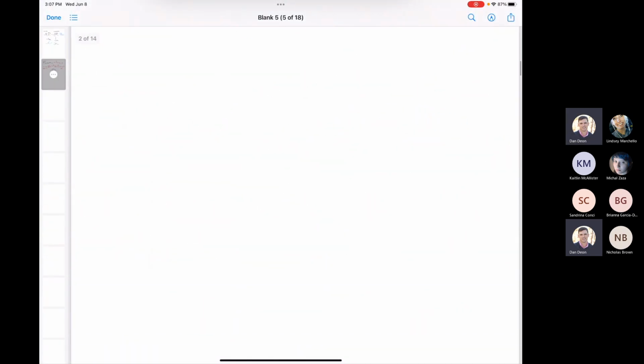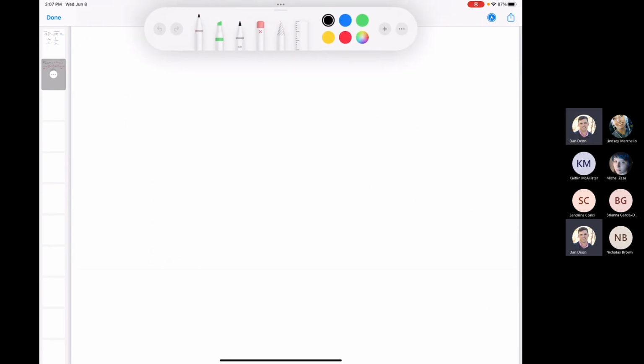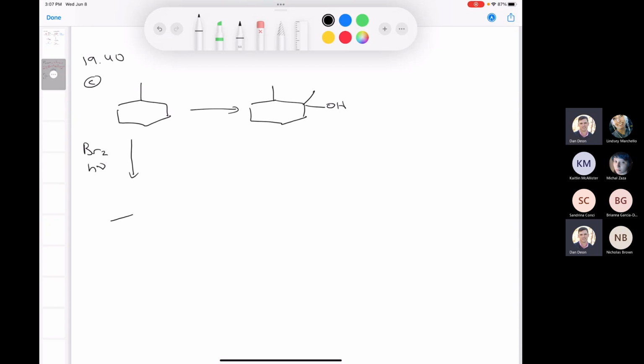And let's take a look. So we're starting with methyl cyclohexane, and we want to make this 1,2-dimethyl cyclohexanol, this compound. So what's the only thing that we can do at first is to treat it with bromine in light or bromine in heat, and that gives us 1-bromo, 1-methyl cyclopropane.